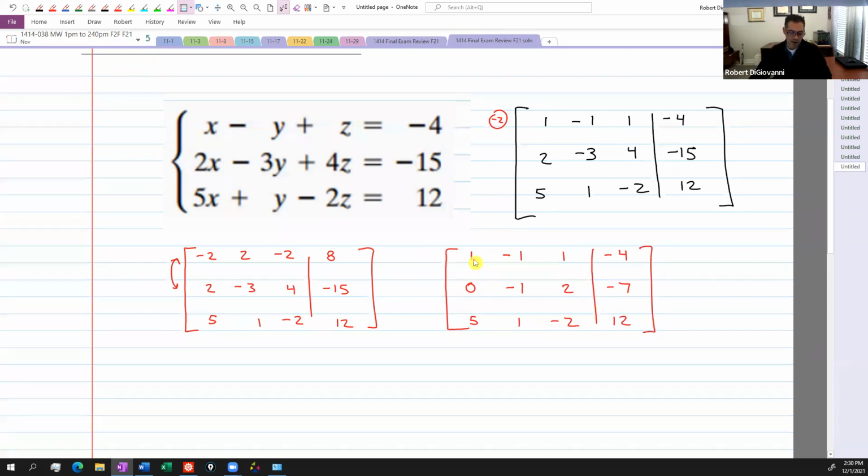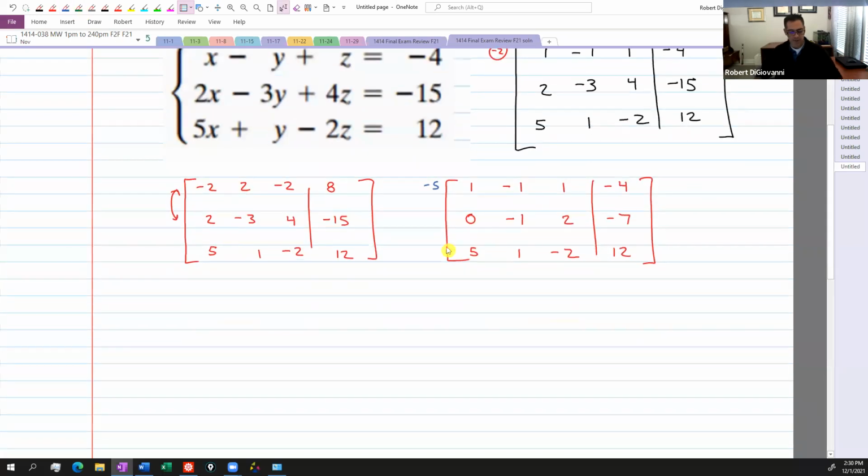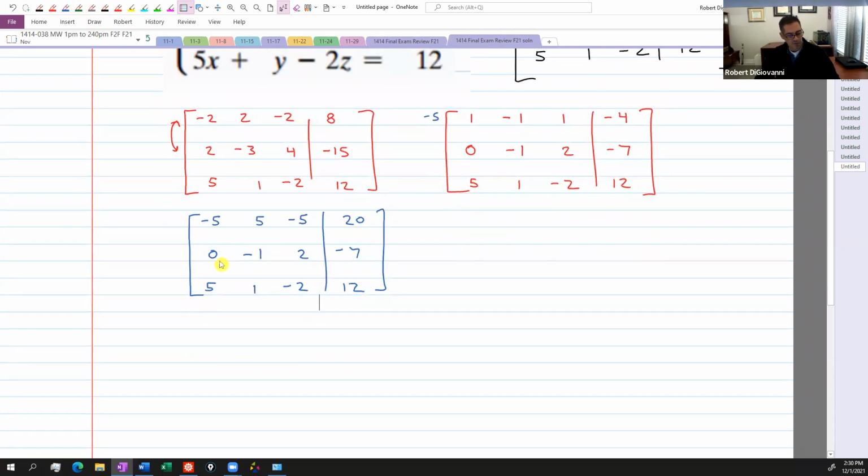Okay, so I've got a 1 there, 0 here. Let me get a 0 down here for the 5. So I'm going to hit this with -5 up there. So -5, 5, -5, 20, 0, -1, 2, -7, 5, 1, -2, 12. All right, now add these two together, and this will become my new third row, and my first row is going back again to what it started as. Second row is unchanged.